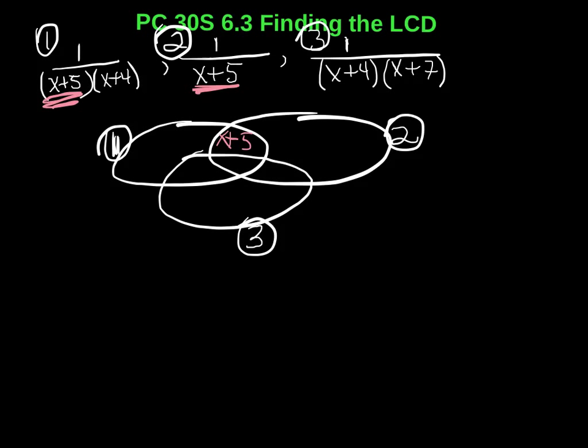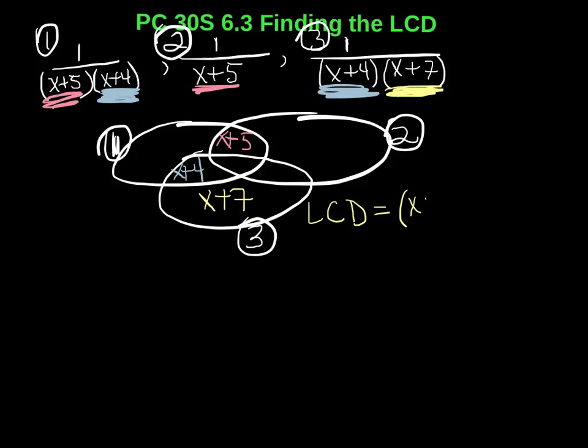Okay. Next, I'm going to look at my x plus 4. And that is being shared between the first and the third one. So I am going to put my x plus 4 right in here. That's being shared by the first and the third. And I'm also going to notice that my x plus 7 isn't being shared by anybody. It's all on its own, and it's just in my third rational. So that's going to end up right in here. Okay, so now my LCD for this is x plus 4, x plus 5, and x plus 7.